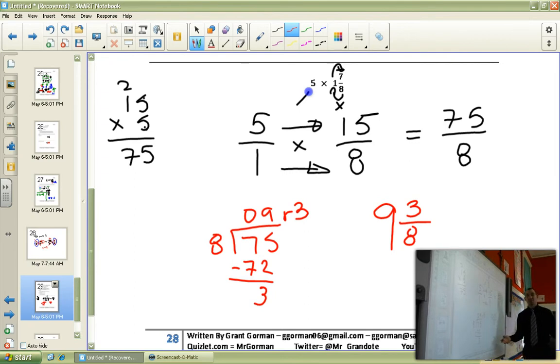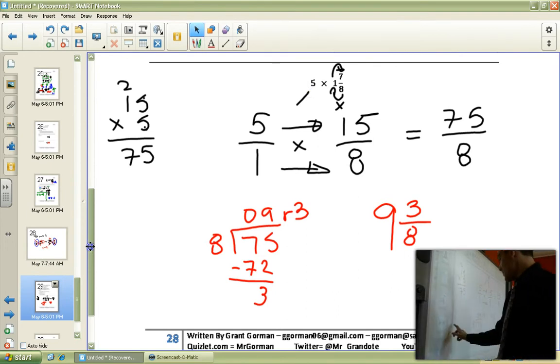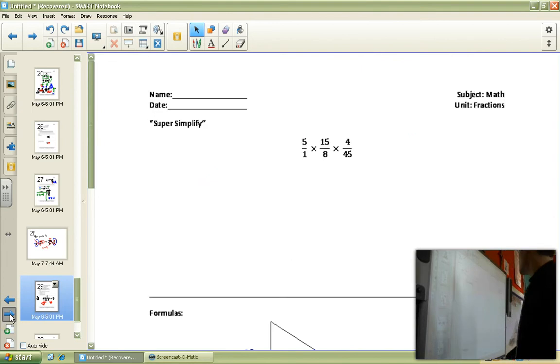All done. Multiplying with fractions. That easy. Write everything as an improper fraction or a fraction, multiply straight across, and then turn it into a mixed number and reduce. You're all done. Okay? Let's go to the next page.